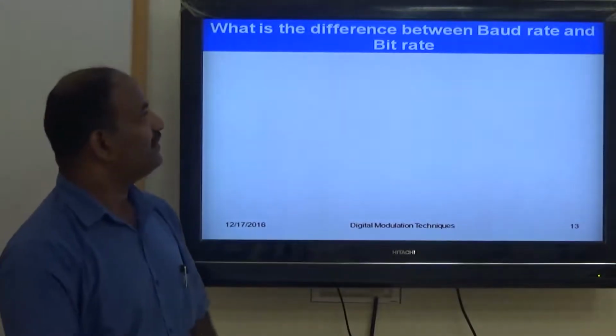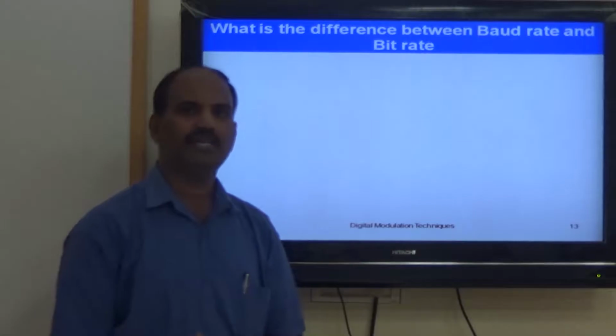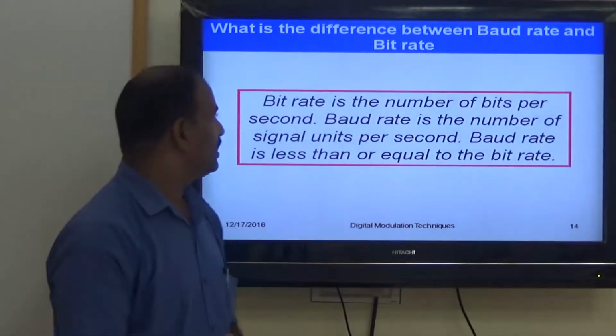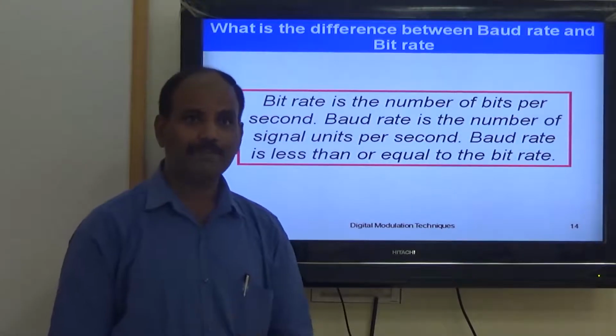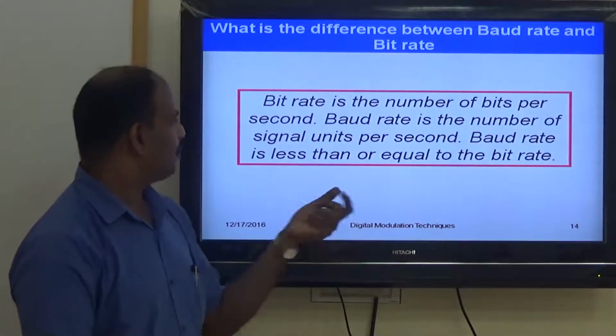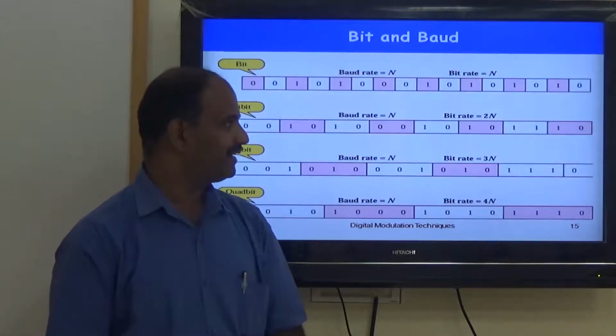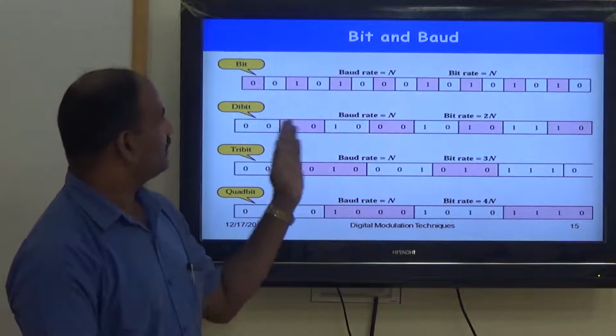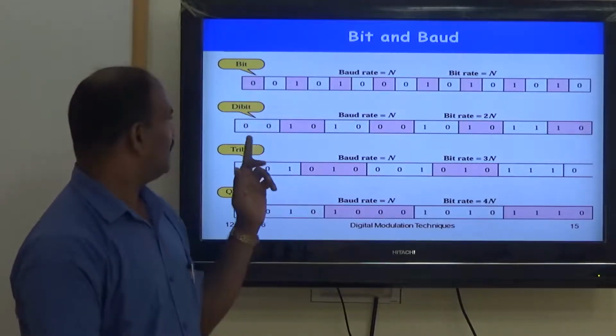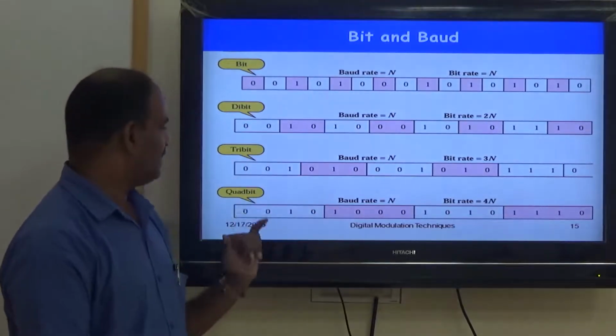What is the difference between baud rate and bit rate? These are very important terms, baud rate and bit rate. Bit rate is the number of bits per second, whereas baud rate is the number of symbols per second. So baud rate is less than or equal to bit rate. So let us see the terms bit and baud rate. So this is a bit, and this is a di-bit, tri-bit and quad-bit.